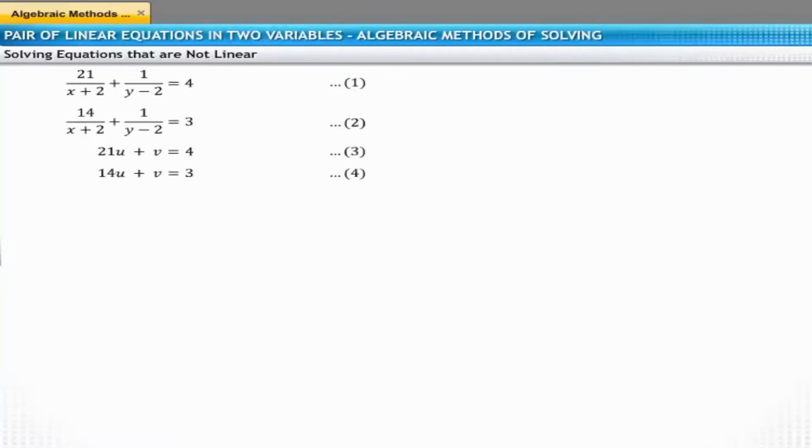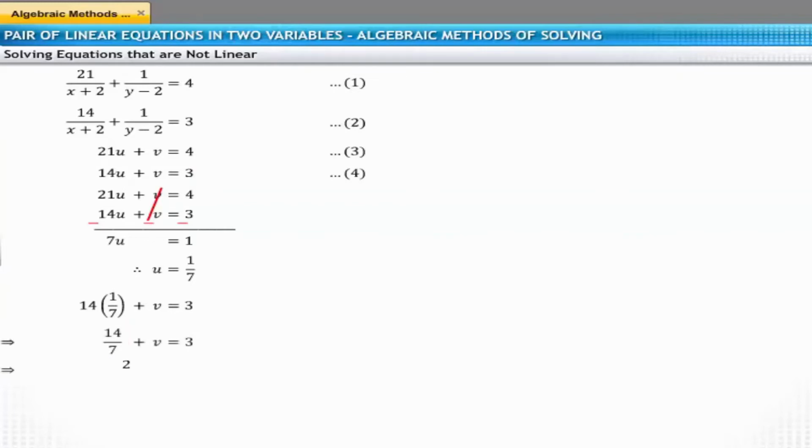Let's use the elimination method. Observe that the coefficients of v in both the equations are same. So we can eliminate v by subtracting equation 4 from equation 3. Simplifying, we get u is equal to 1 divided by 7. Now substituting the value of u in equation 4 and solving, we get v is equal to 1.